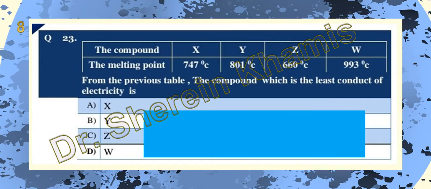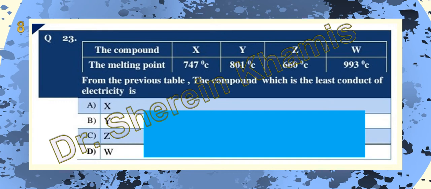Question 23 says that for the compounds X, Y, Z and W, the melting point of each one is: X 747 degrees Celsius, Y 801 degrees Celsius, Z 660 degrees Celsius and W 993 degrees Celsius. From the previous table, which compound will be the least conductor of electricity: X, Y, Z or W?